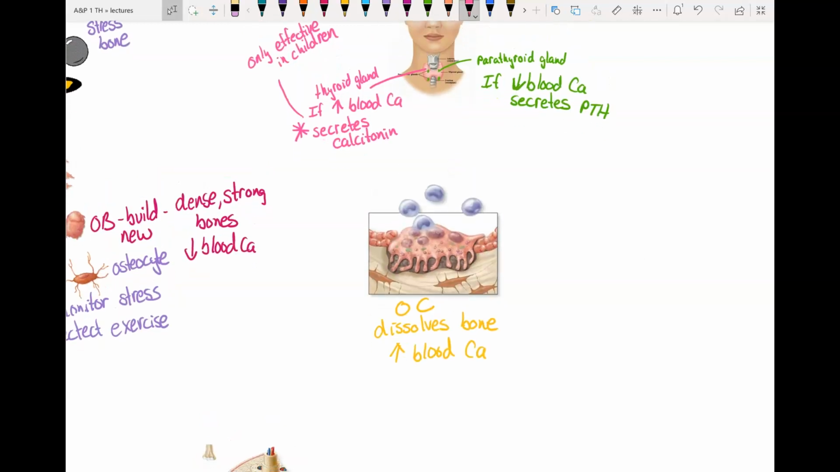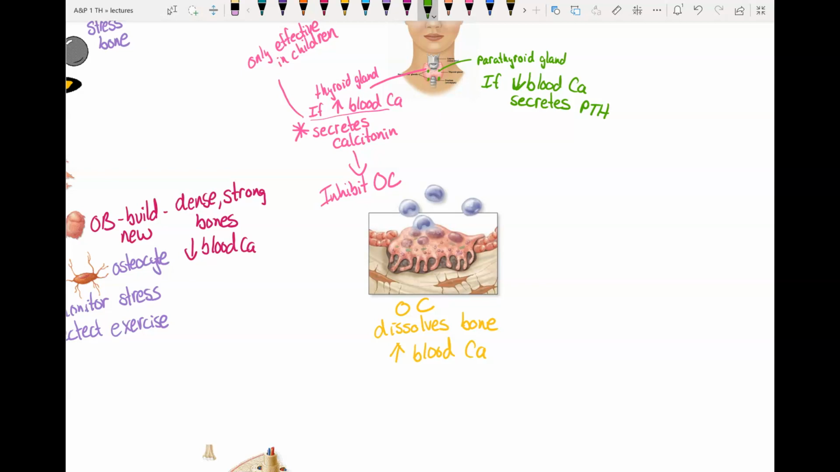Okay, if blood calcium is already high, you don't need to add more calcium to the blood. So calcitonin is going to inhibit your osteoclast. It's going to tell them, hey, take the day off. We have plenty of calcium in the blood already. We don't need you adding more.